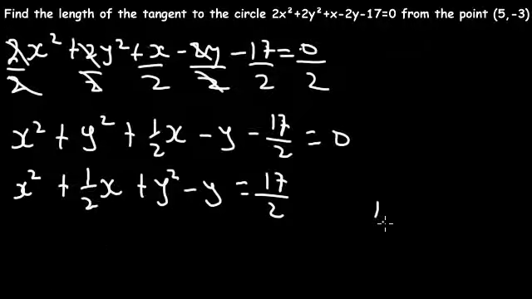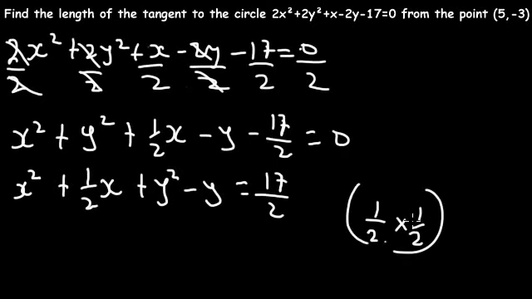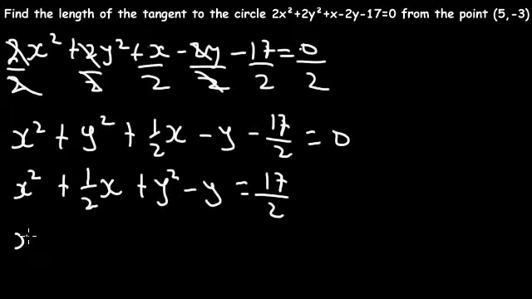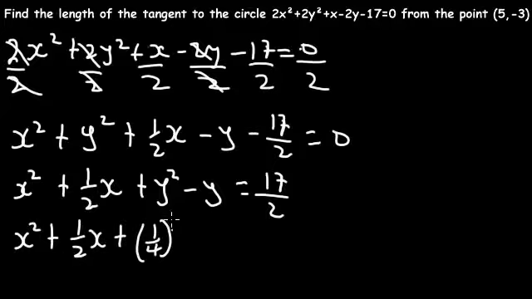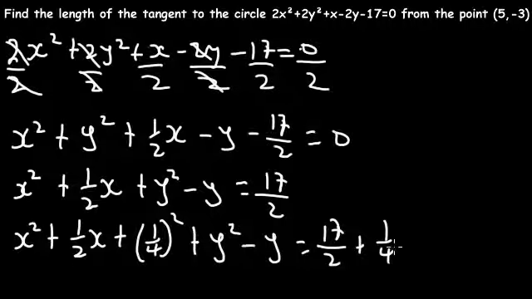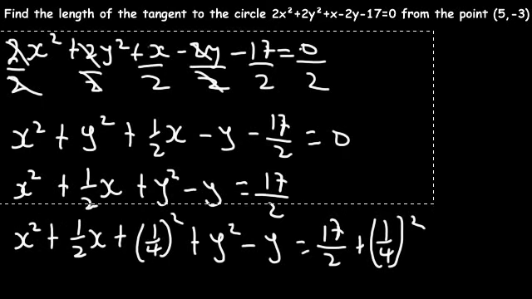For the x term, the coefficient of the linear term is half. So if I multiply half by half again, and square it, we're going to have (1/4) squared. So it means we are adding (1/4) squared to both sides. Perfect. So therefore, we now have x squared plus 1/2 x plus (1/4) squared, plus y squared minus y equals 17/2 plus (1/4) squared. Don't forget, never forget, you have to add it to both sides. Always be cautious with that. Now, let's move on.